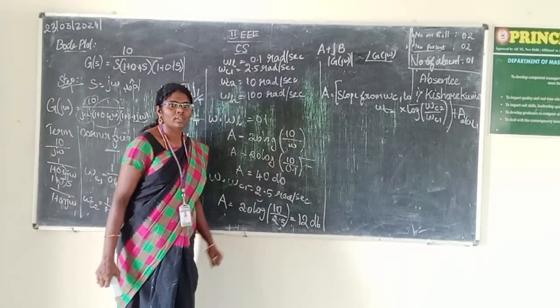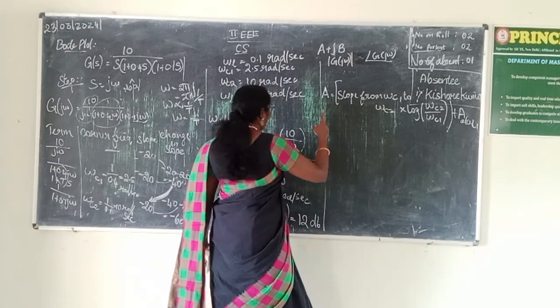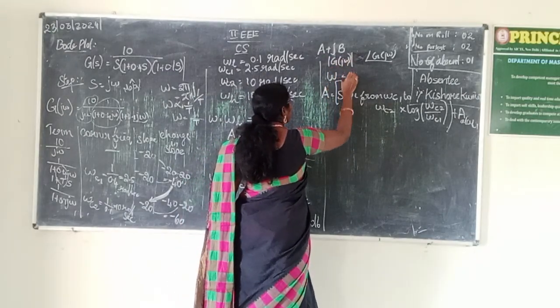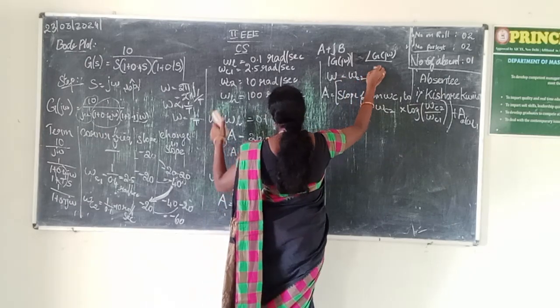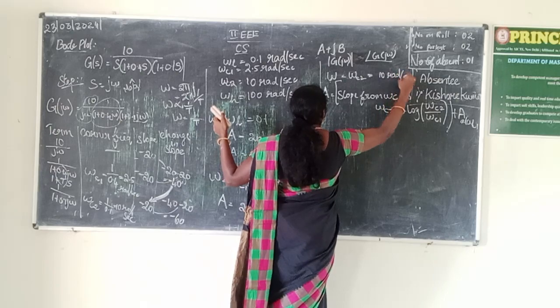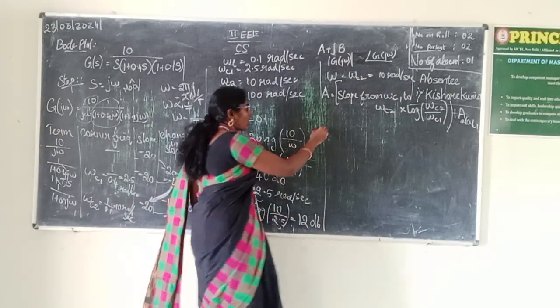12. Then we will be substituting the 12. Okay. And now what is the value when omega is equal to omega C2? We will be finding for A. For omega C2, how much is it? 10 radian per second. We are finding the magnitude for this only. Okay. So now what happens?